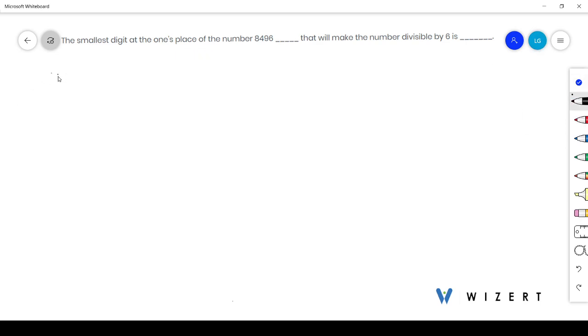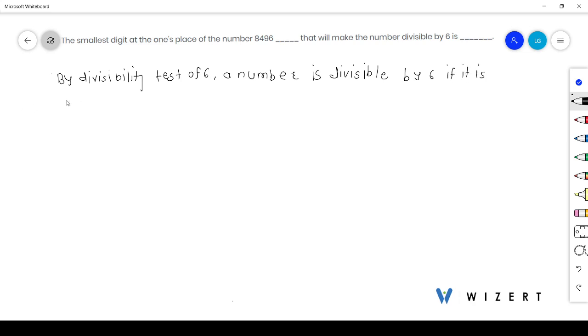Now, firstly, by the divisibility test of 6, a number is divisible by 6 if it is divisible by 2 and 3 both.